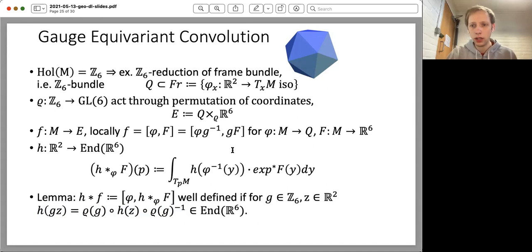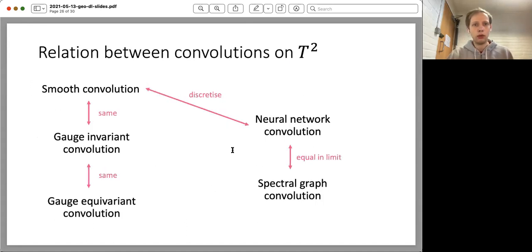Okay, let me wrap up. I wanted to summarize one thing and state one question. So if we're on T2, I defined a bunch of convolutions, and they're basically all the same. So the smooth convolution and the gauge invariant convolution and the gauge equivariant convolution, if you chase through all these definitions, they all turn out to be literally the same thing.